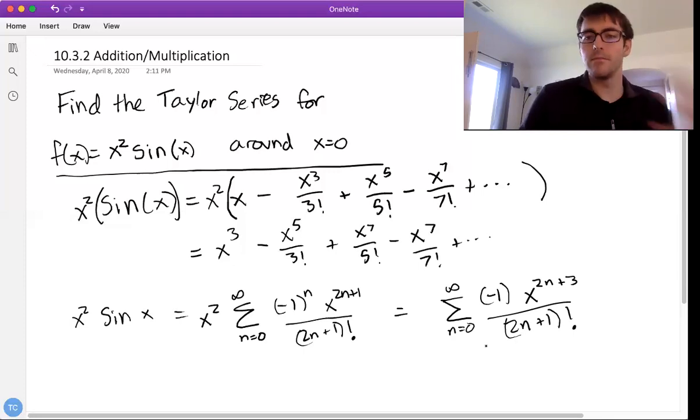All right, so again, not a lot to it other than being careful with what we're doing. If we apply something to one side, we should apply it to the other side.